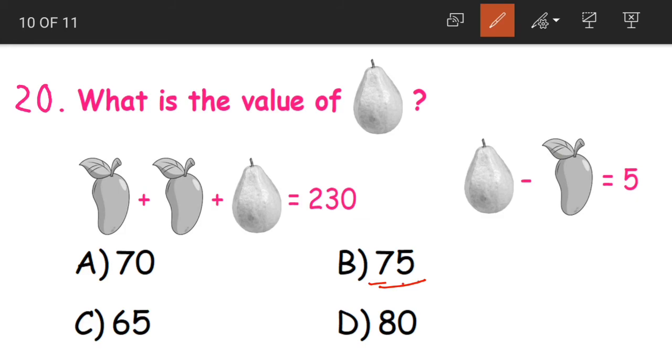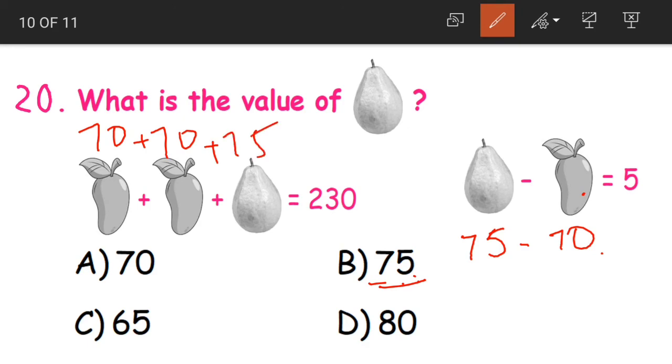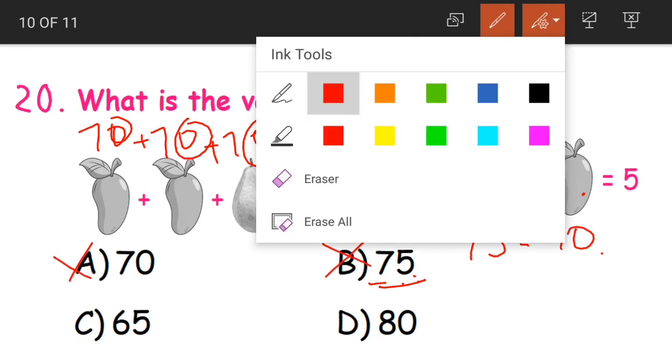Coming to option B, 75. Now when pear is 75, what will mango be? 75 minus 5, that is 70. Now 70 plus 70 plus 75. 5 plus 0, 5. 5 plus 0, again 5. In the sum we will have 5 in the units place, but here in the sum we are having 0 in the units place. So option B is also a wrong answer.